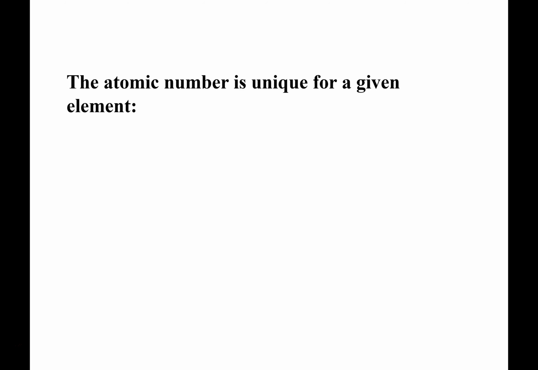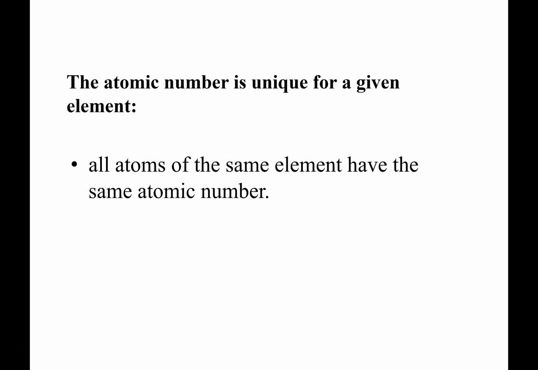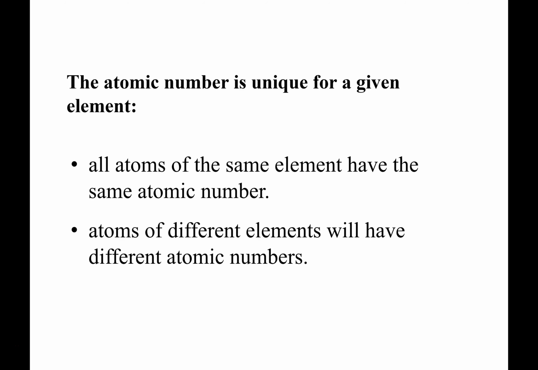So let's remember what we're talking about. So atomic number is the number of protons. It's unique for an element, right? So in other words, all atoms of the same element have the same atomic number. What is atomic number? The number of protons. All phosphorus atoms would have 15 protons in the nucleus. Atoms of different elements will have different atomic numbers.